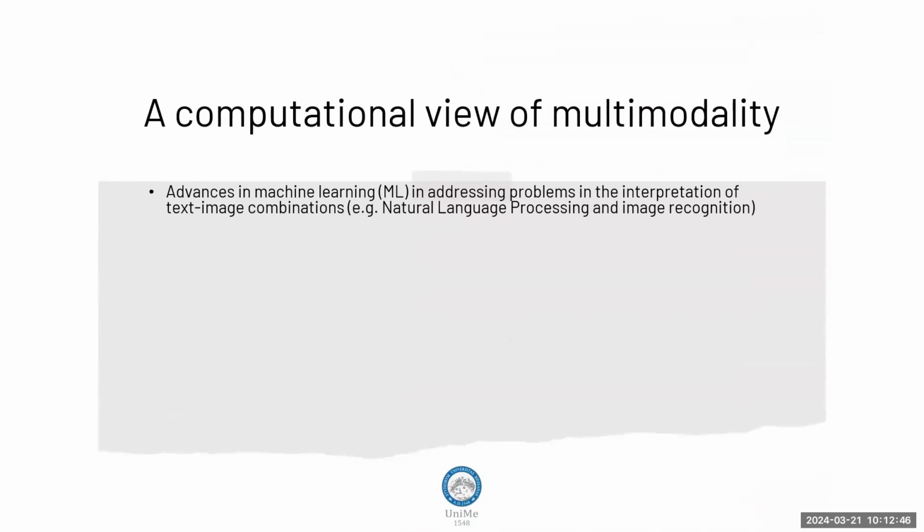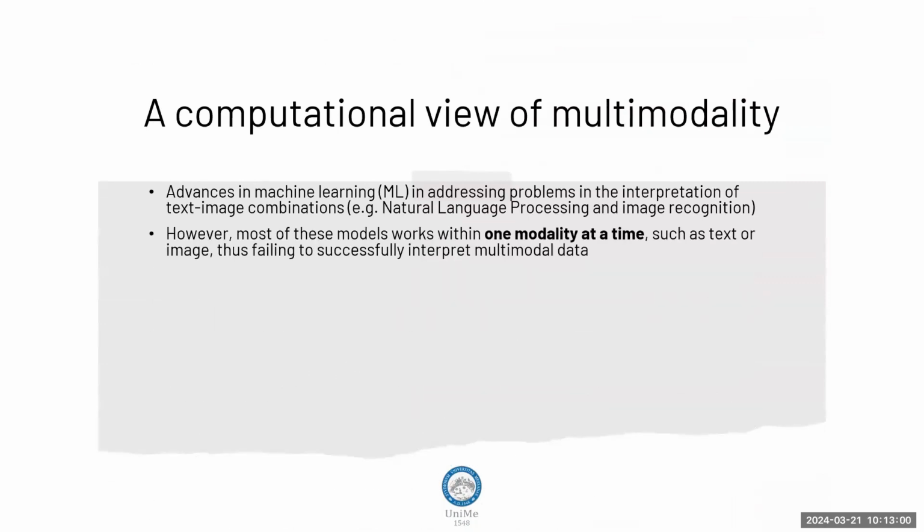Machine learning is making great strides in addressing problems in the interpretation of text-image combinations. Think of natural language processing and image recognition. However, most of these models work with one modality at a time, such as text alone or image alone, thus often failing to successfully interpret multimodal data, that is, data including more than one resource. And this is, of course, very, very common, especially in digital scenarios.